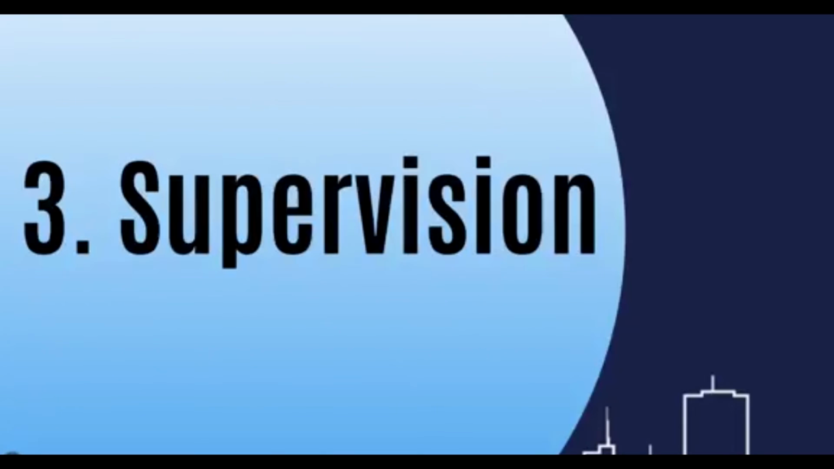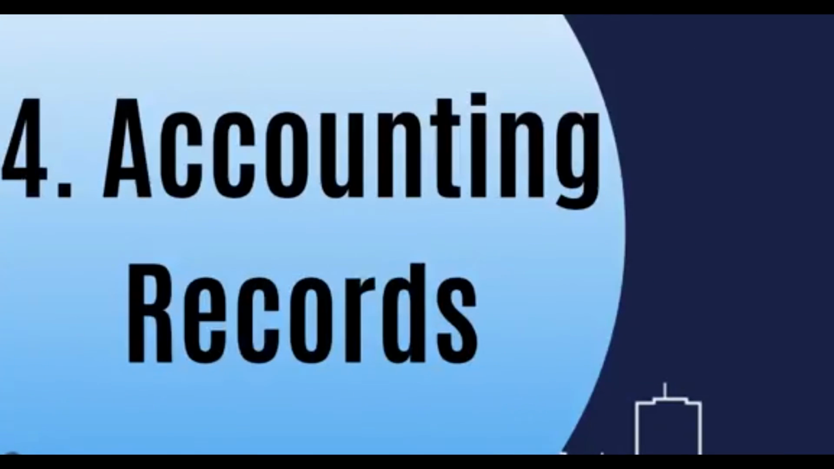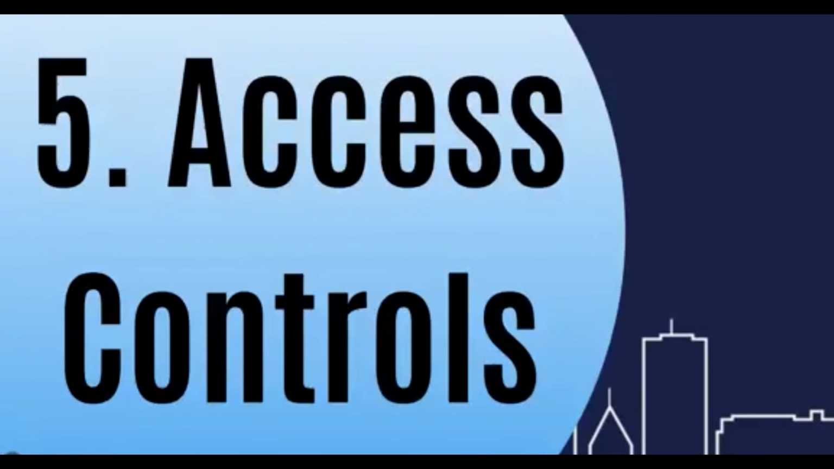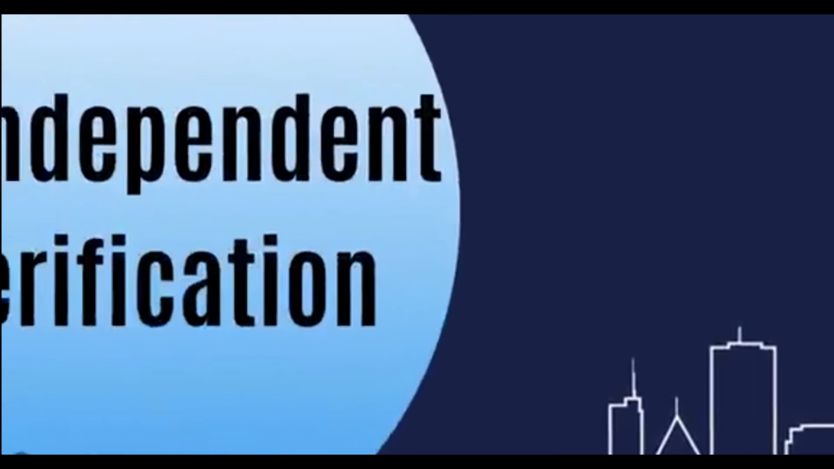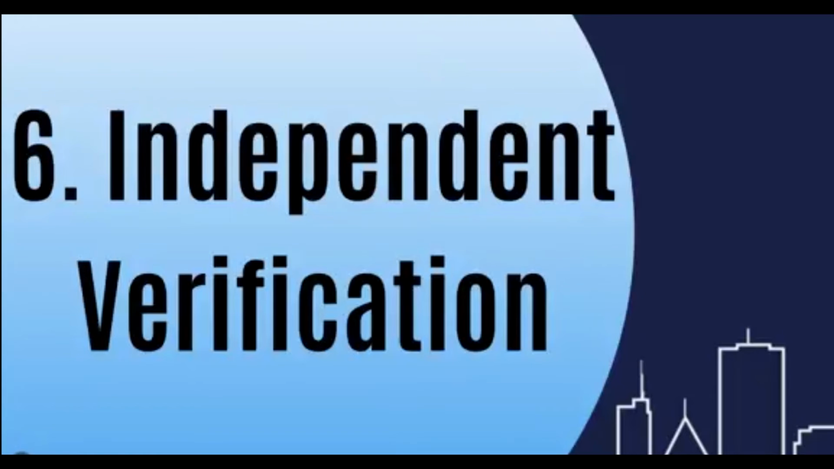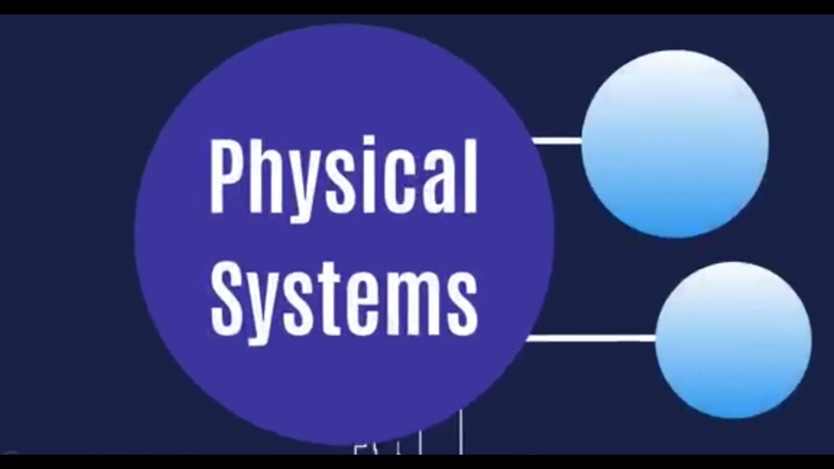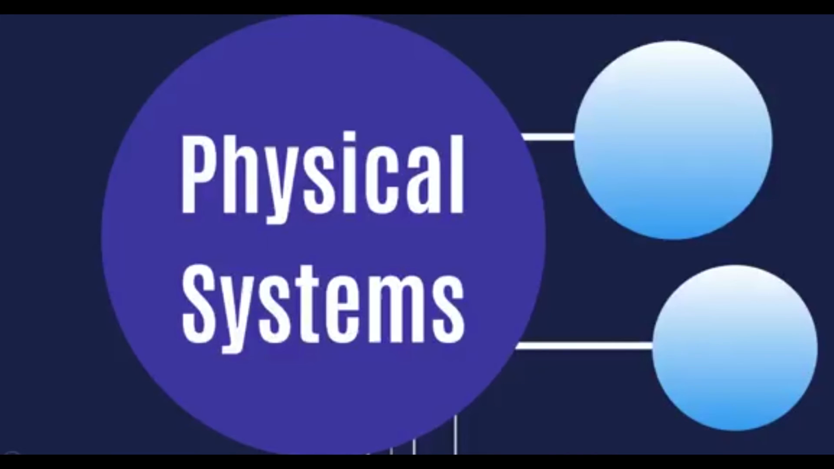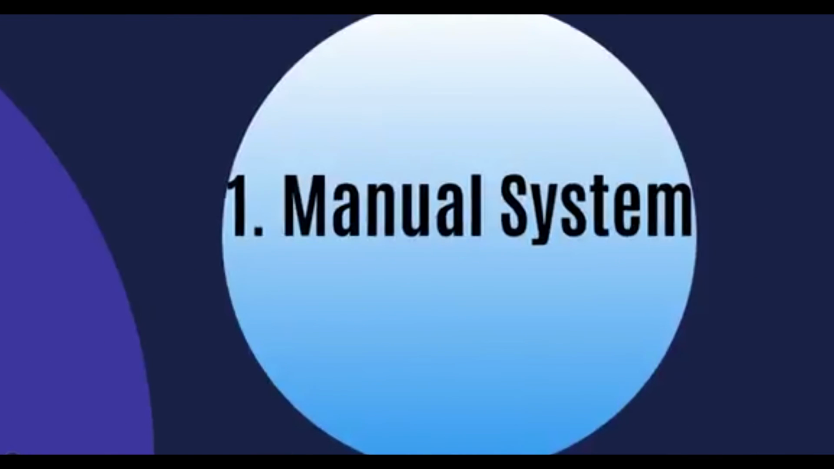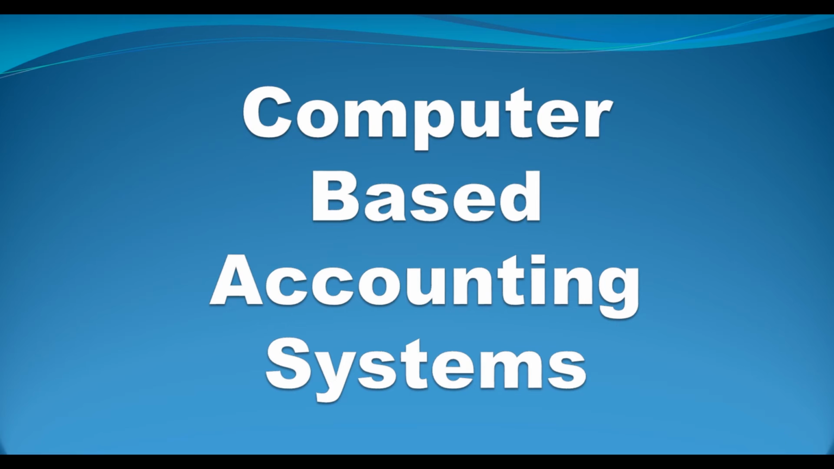Third is the supervision. Fourth is the accounts records. Fifth, access controls. And sixth, independent verification. Now, let's talk about the last general topic, the physical systems. And this was composed of the manual system and computer-based system. Computer-based accounting systems.